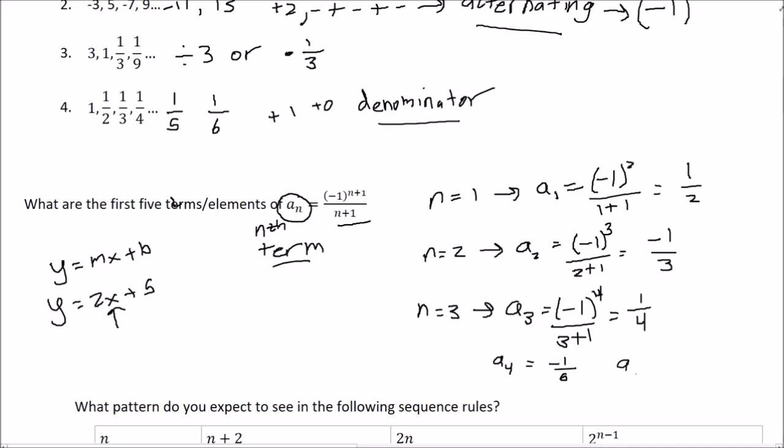And a sub 5 is going to be positive 1/6. Okay, so now we were asked to write down the first 5 terms or elements. Here they are: 1/2, negative 1/3, 1/4, negative 1/5, and 1/6.